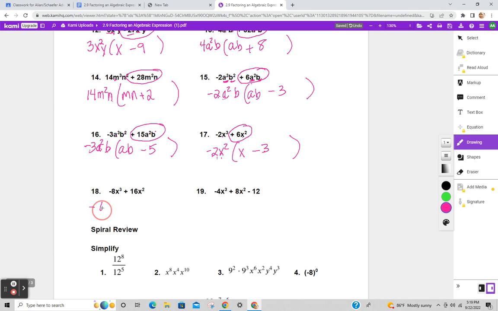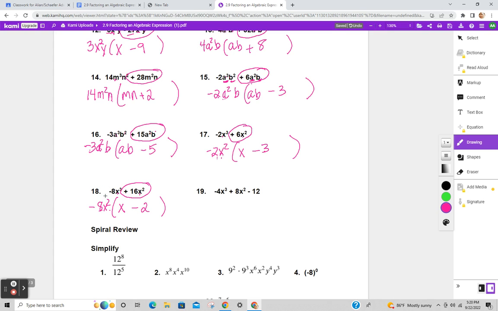We're going to factor out a negative 8x squared here. Negative 8x squared times what will give us negative 8x cubed. Well, we have x squared. We're just going to need one factor of x. So it's just going to be x. Negative 8x squared times what will give us plus 16x squared. It's going to be minus 2. That's all we need, because negative 8x squared times minus 2, you're going to get plus 16x squared.